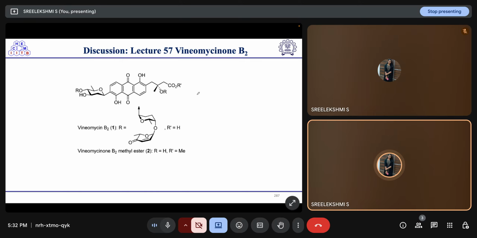So Danishefsky et al. reported the total synthesis of vineomycin B2 methyl ester in 1984 using hetero-Diels-Alder reaction as the key step. And the starting materials used were methyl crotonate and juglone. And they completed this total synthesis in 11 linear steps with 9.1% overall yield.